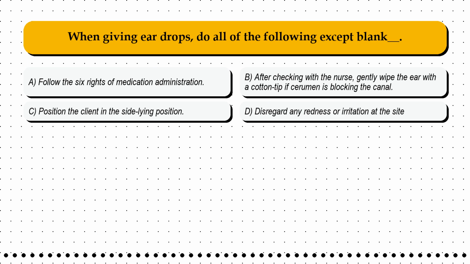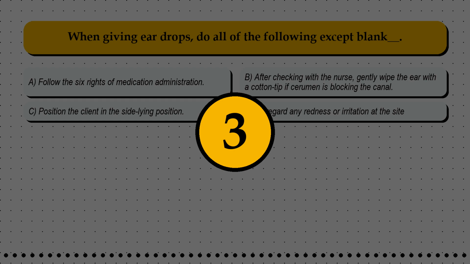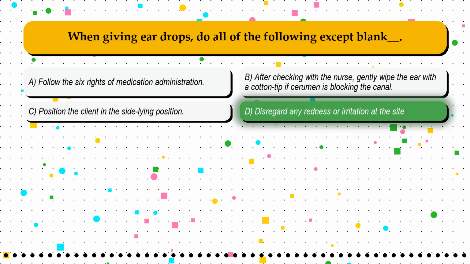Question 185. When giving ear drops, do all of the following except blank. Option A, follow the 6 rights of medication administration. Option B, after checking with the nurse, gently wipe the ear with a cotton tip if cerumen is blocking the canal. Option C, position the client in the side-lying position. Option D, disregard any redness or irritation at the site. The correct answer is option D, disregard any redness or irritation at the site.